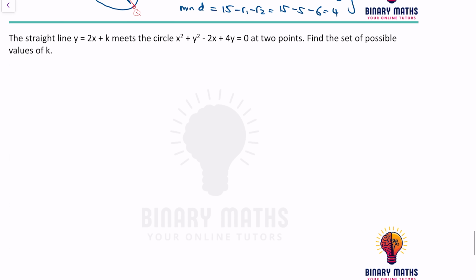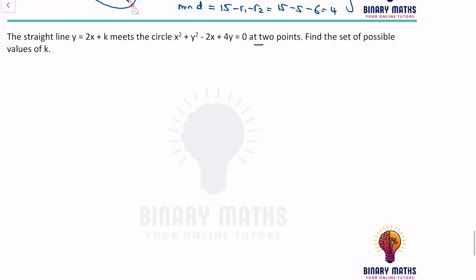The straight line y is equal to 2x plus k meets the circle x squared plus y squared minus 2x plus 4y equals 0 at 2 points. If it meets at 2 points, it means b squared minus 4ac, which is the discriminant, must be greater than 0 for the combined function. Find the set of possible values of k.